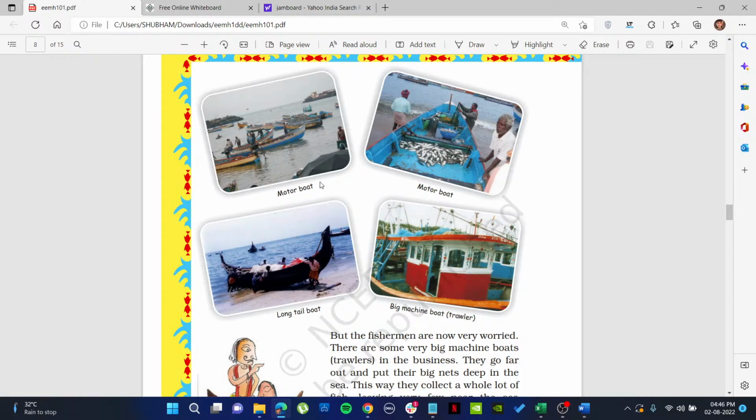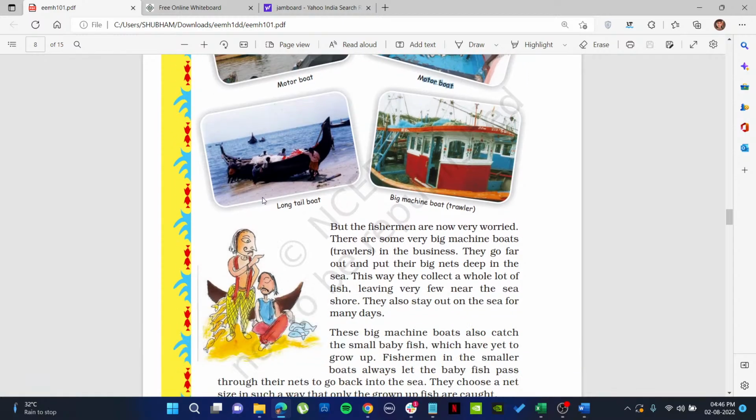So here we can see different kind of boat. Here is our motorboat. This is our another motorboat. This is our long tail boat, and this is our big machine boat.